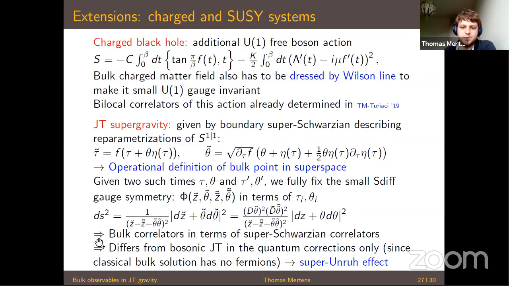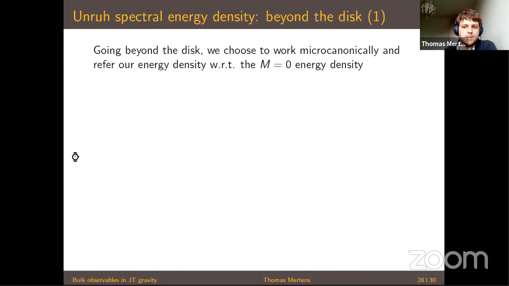And no surprise, the bulk correlators are fully determined in terms of the super Schwarzschild boundary correlators. And one physical effect I should mention here, but you know this in advance if you think about it, is that this supersymmetric case differs from the bosonic case only in the quantum corrections. This makes sense because the classical bulk black hole solution has, of course, no fermions turned on.